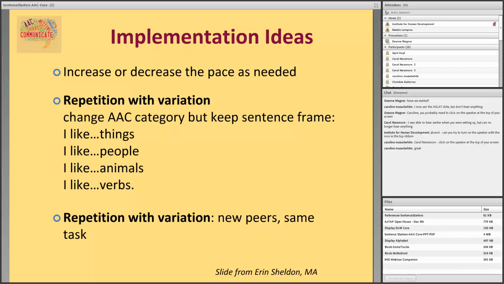So as we make the chart, we can stay explicitly within the category of things and make a chart that just says I like things, and each line in the chart has a specific thing in it. That way we're having an opportunity to repeat the chart writing experience with different categories, and then we can also repeat this experience with different peers and different audiences.